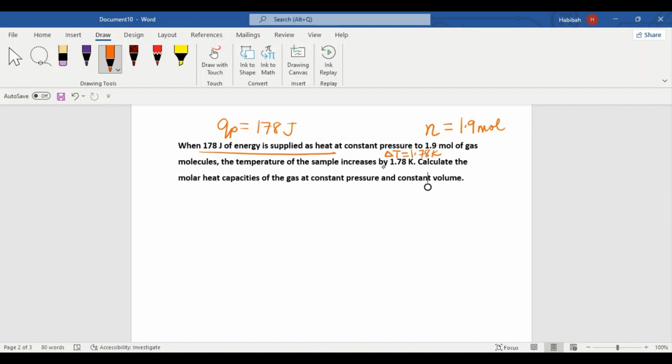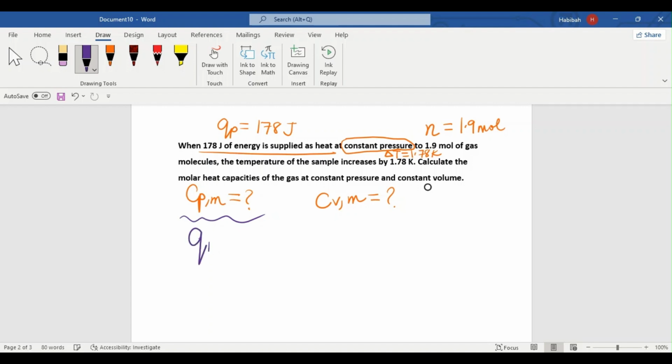Calculate the molar heat capacity of the gas at constant pressure. So that would be Cp,m and then Cv,m, and we're asked to calculate the molar heat capacity of the gas at constant pressure and constant volume. Cp,m is the molar heat capacity at constant pressure, and Cv,m is the molar heat capacity at constant volume. Because we're given the heat at constant pressure, you are going to use this information to determine the formula that we're supposed to use.